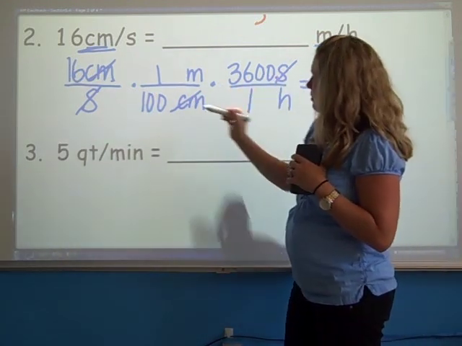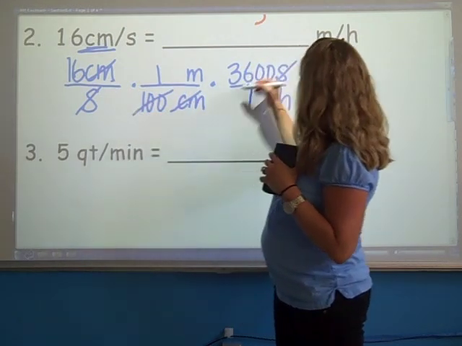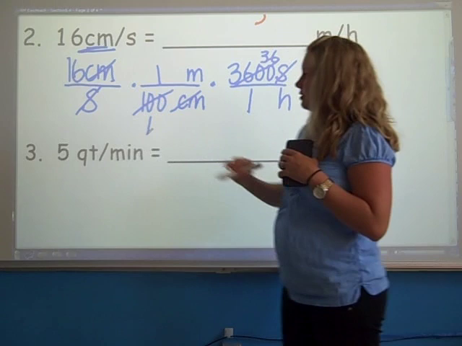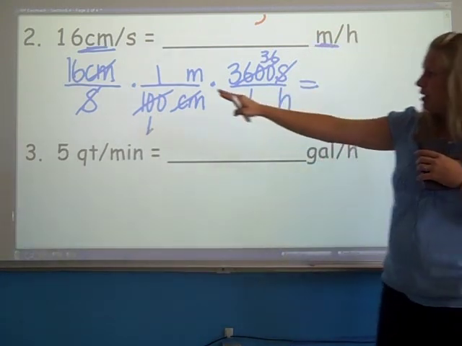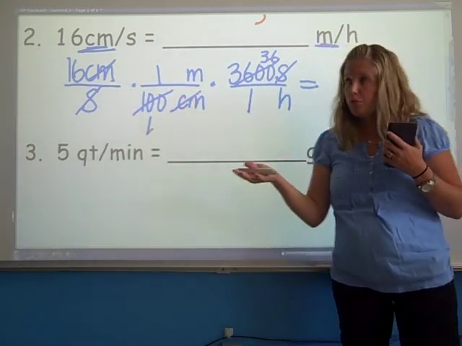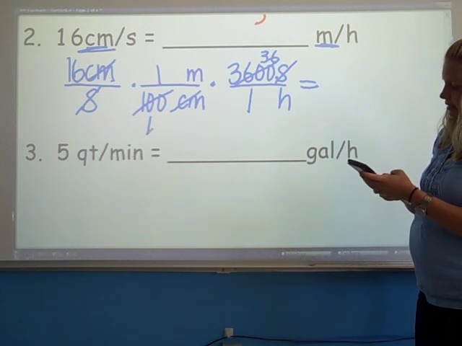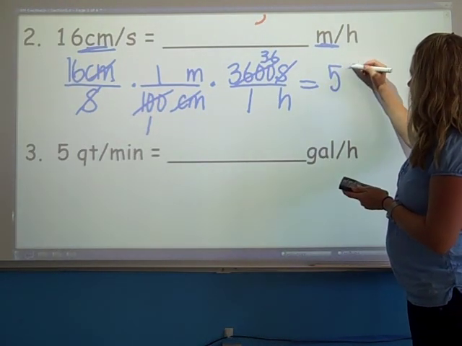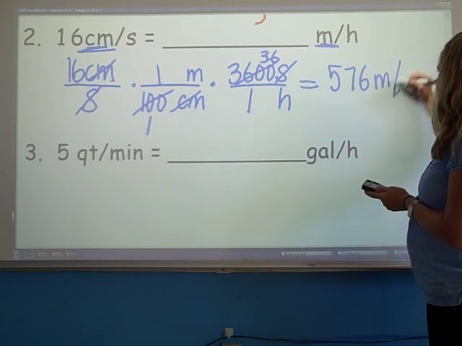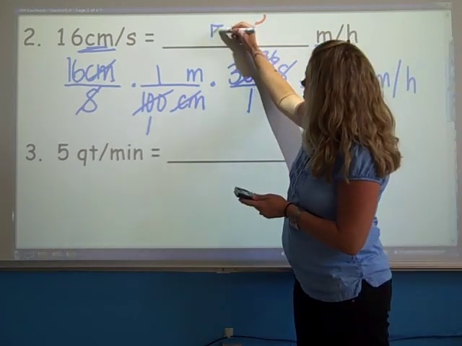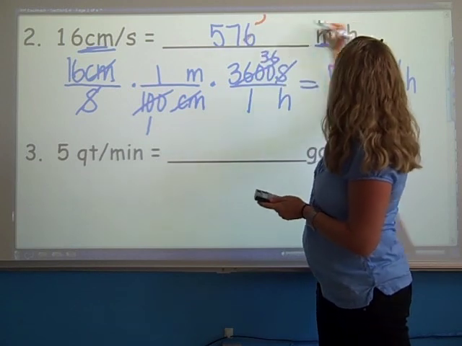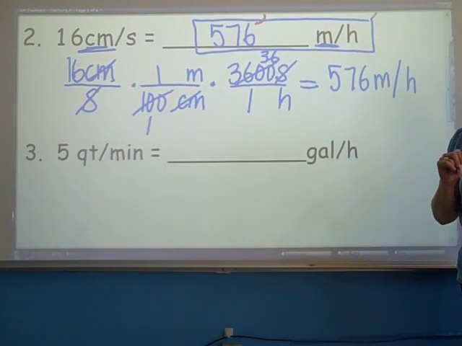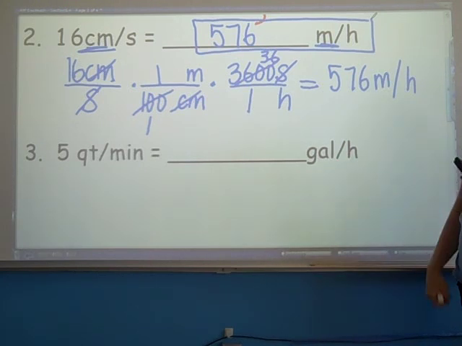Canceling things out to simplify, 100 and 3,600 can transfer to 1 and to 36. So along the bottom I have 1 times 1 times 1, okay, is 1. And I just do 16 times 36 gives me 576 meters per hour. You can also put it up here. And that's my answer. Okay, so now you're going to try number 3.